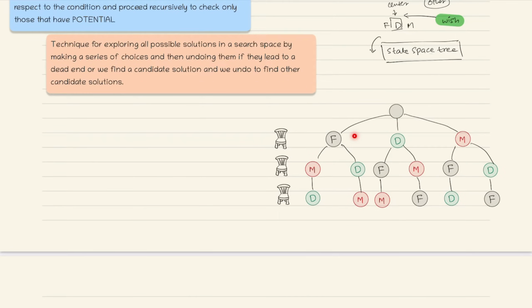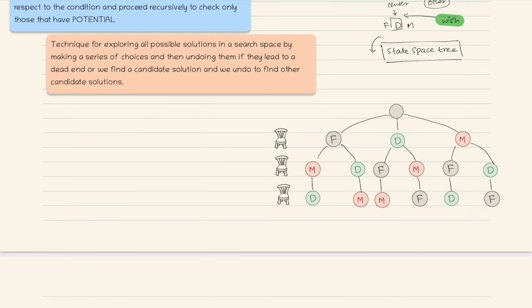In this state space tree, you can see the number of possible arrangements in which father, daughter, and mother can be placed. Here you can see this is the first chair, second and third chair. In the first chair, father can sit, then mother, and then daughter. The second arrangement is father on the first chair, then daughter and mother. It is very clear from this picture that if mother is sitting in the center of the picture, we should not move forward. We should not consider that we are going to find some possible candidate from here.